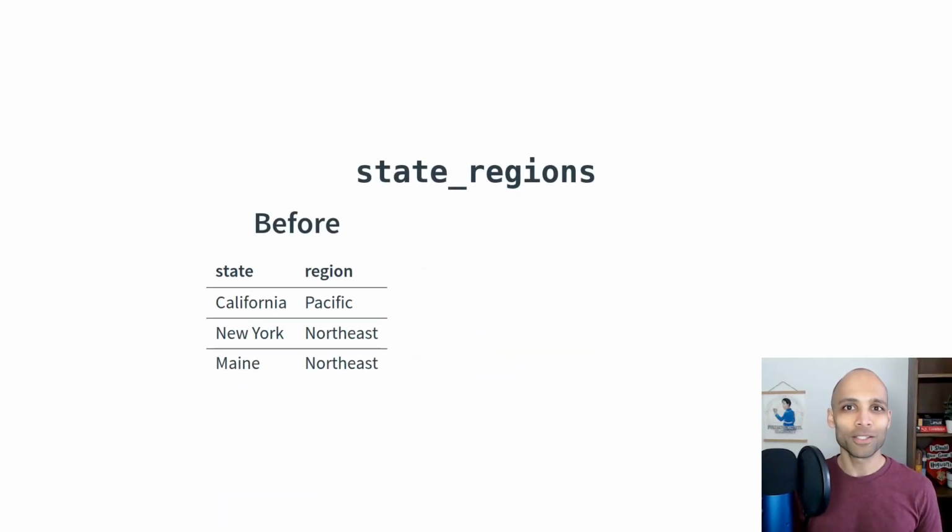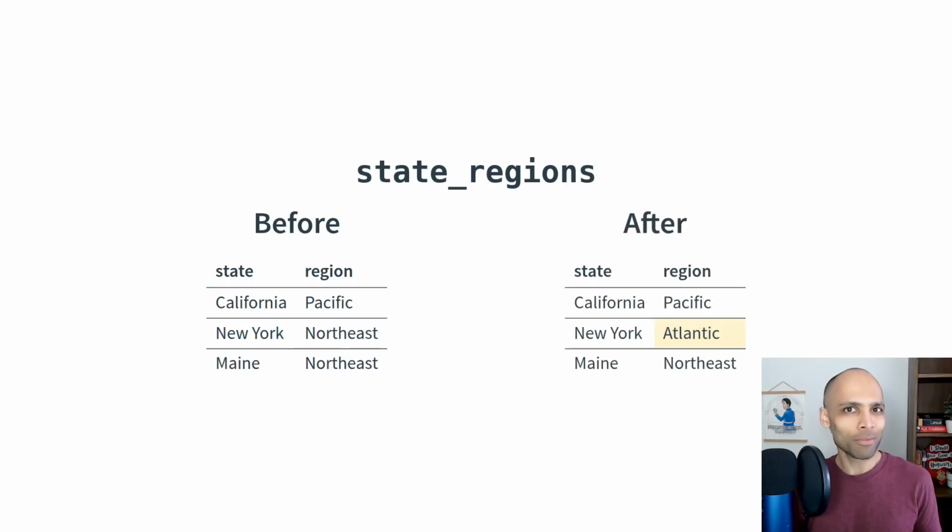I messed up. I had this table that groups states into regions. One day, the company decides to realign a state to another region. So, I update the database. New York used to be in the Northeast region, but now New York is in the Atlantic region. No big deal. Until the CFO comes and asks questions.